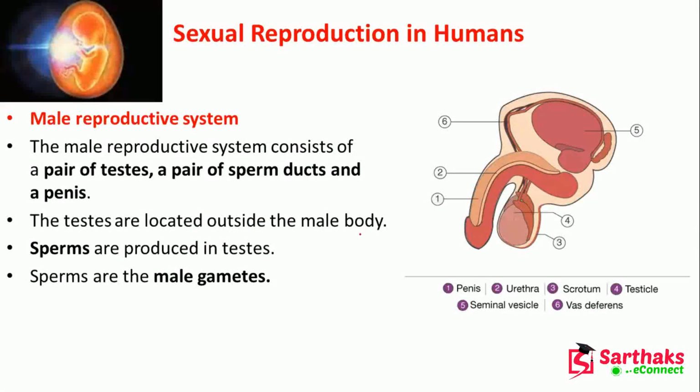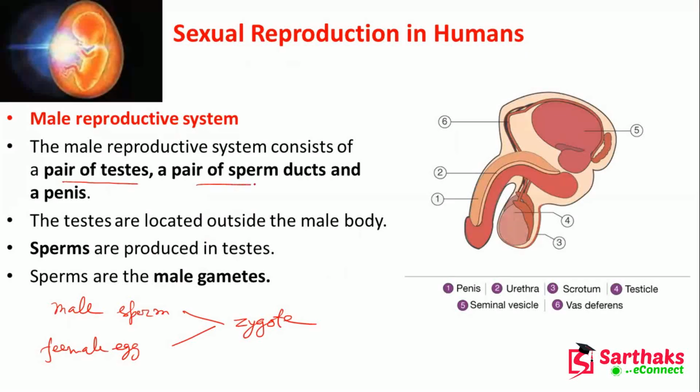Now, sexual reproduction in humans. First is the male reproductive system, because you know that sexual reproduction in humans is done by the male and female. When the female egg and male sperm fuse, they create the zygote. The male reproductive system mainly has a pair of testes, a pair of sperm ducts, and a penis. The testes are located outside the male body.